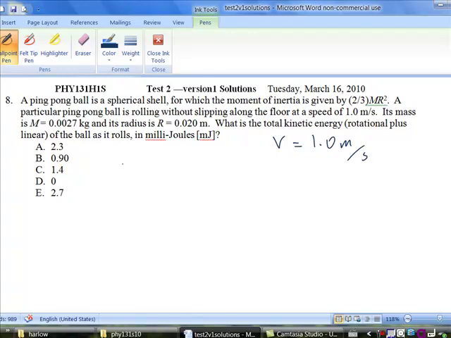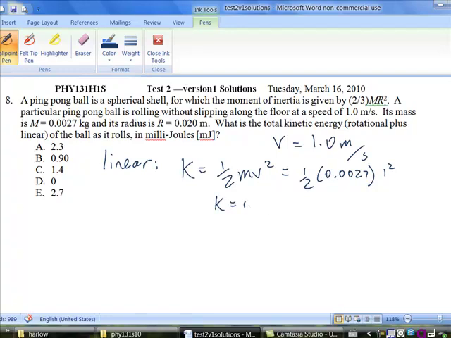Okay, so let's start with the linear, because that's the easy one. The kinetic energy is equal to 1/2 mv squared. Let me just work this out. It's a half times its mass, 0.0027 kilograms, times 1 squared. Plugging that into my calculator, I get that its linear kinetic energy is 0.00135 joules. So in millijoules, we multiply by 1,000, so that's 1.35 millijoules. Okay, so that's linear.